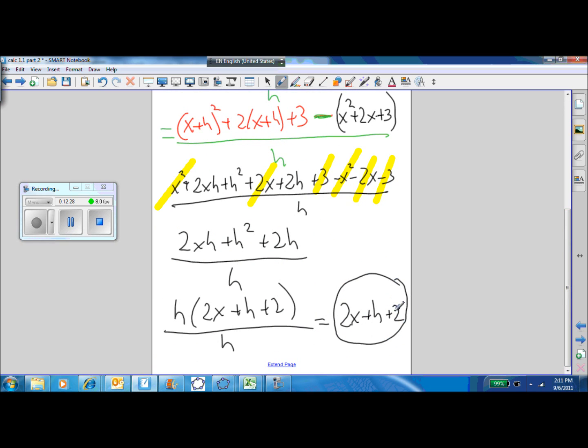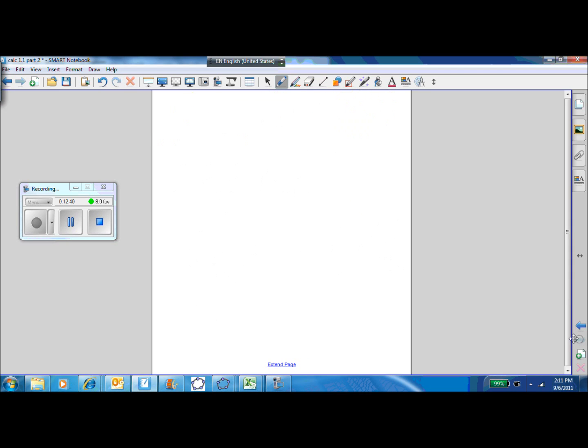This will give a formula for the slope of the secant line between any 2 points, as long as we give the x-coordinate of the left point, and we give the gap between the 2 points as h. Okay?